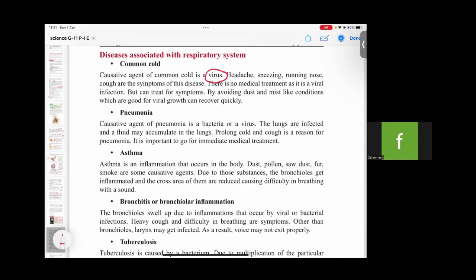Then you have pneumonia. It can be caused by bacteria or a virus, where your lungs are infected and fluid accumulates. You will have a prolonged cough and cold. It's a serious one. You have to seek medical treatment.